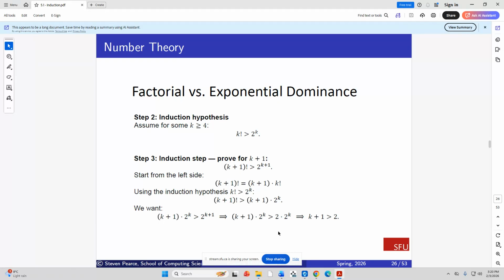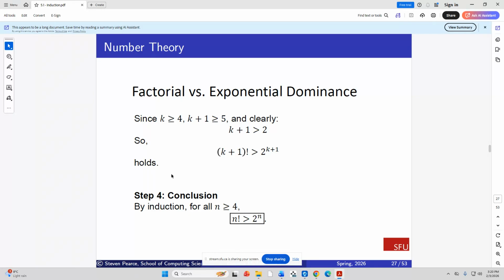Which implies k plus 1 is greater than 2. So the little trick here is we've got this, and that implies that this holds as well. Now, all I've done is modify the left-hand side. We've pulled out 2 from the exponent. 2 times 2 to the k is 2 to the k plus 1. So far, so good. Now, this is the trick. Since for k greater than or equal to 4, k plus 1 is greater than or equal to 5, and clearly k plus 1 is greater than 2, k plus 1 factorial is greater than 2 to the k plus 1. That holds, and so it's true.